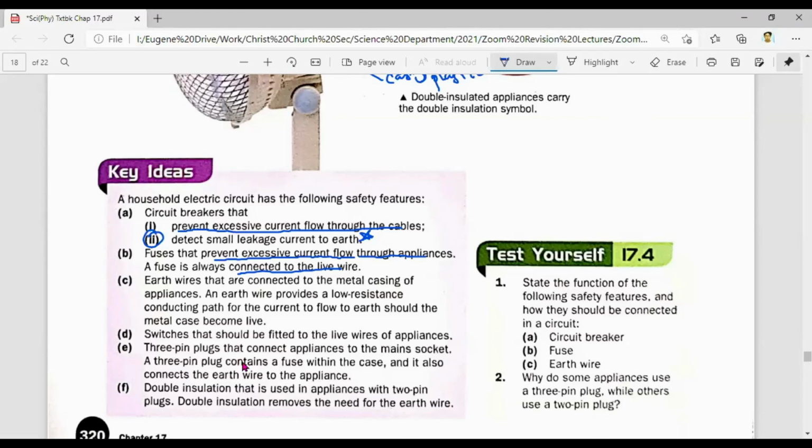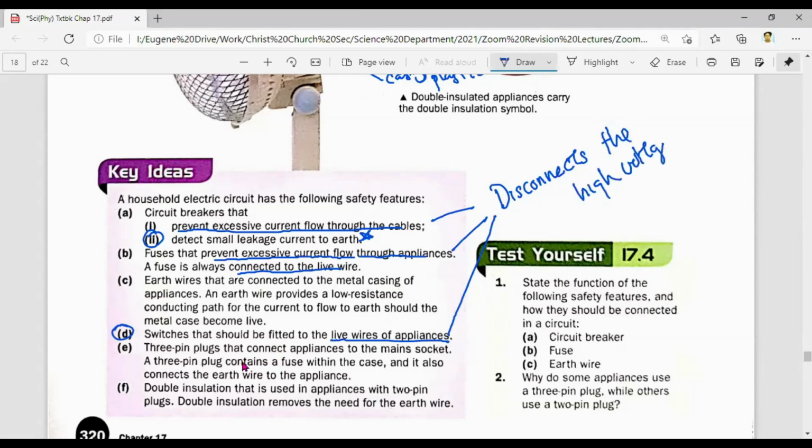The next one should be the switch. I don't know why they put the earth wire up front first. Switch is always connected to the live wire of appliances. And this connects the high voltage terminal. I keep emphasizing this because people always tend to miss out on this. Or some of you would like to say, it disconnects the live wire from the appliance.